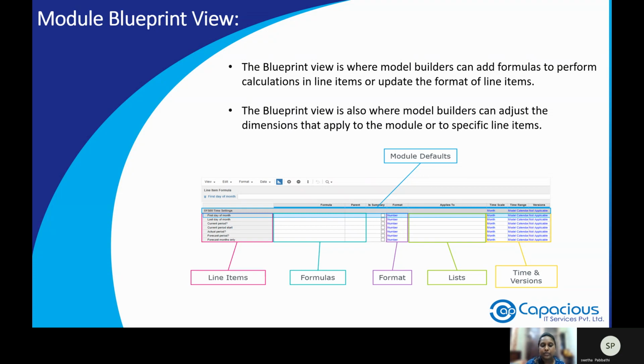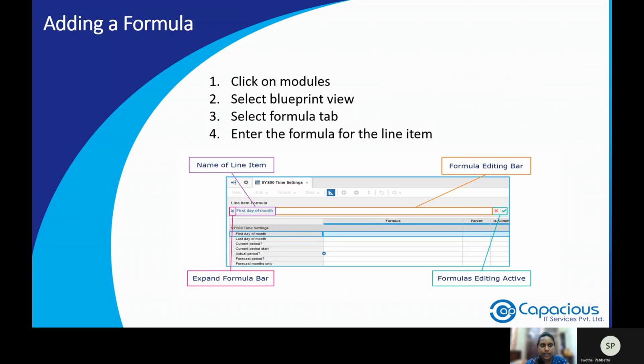In the image below, we can see a few things mentioned here, like line items, formula, summary, format, and applies to, which is nothing but giving a multi-dimension to the module, like taking a reference from that list to this module. In this way, we can add many things in the module. This is how the blueprint view works.